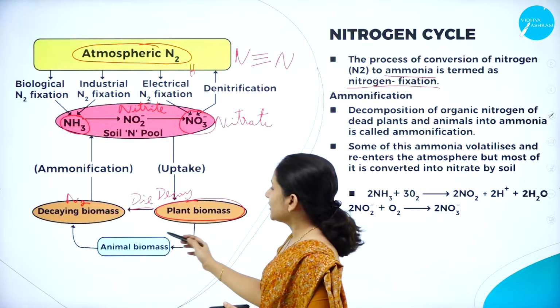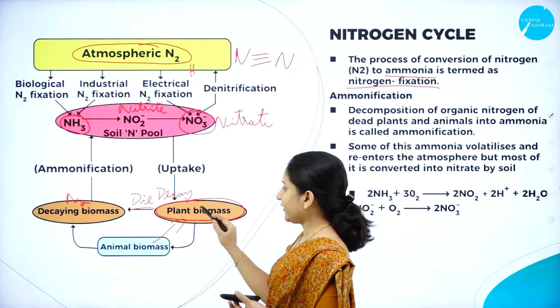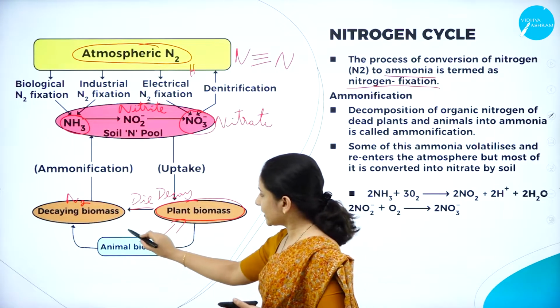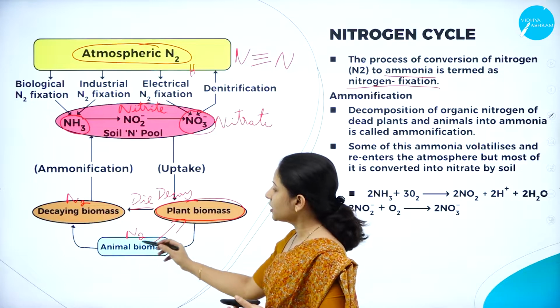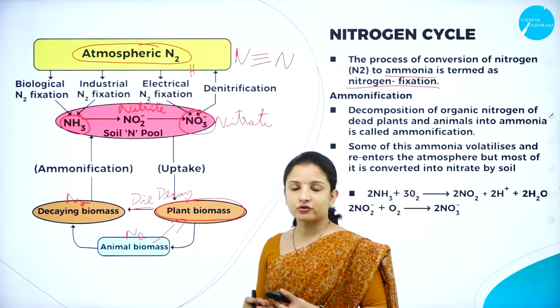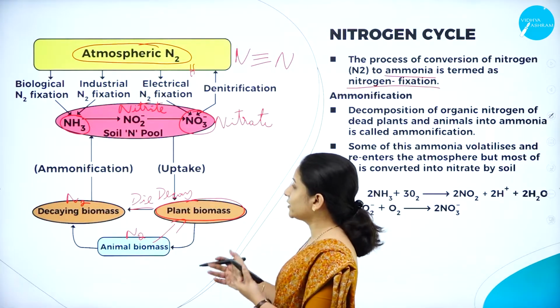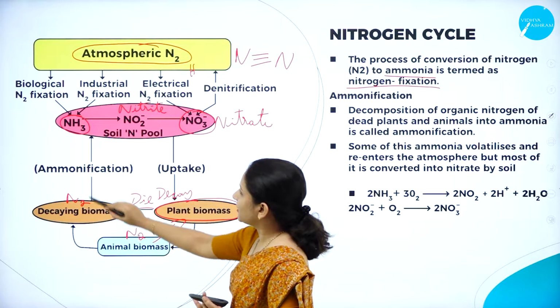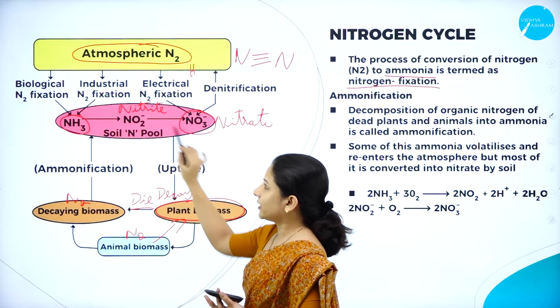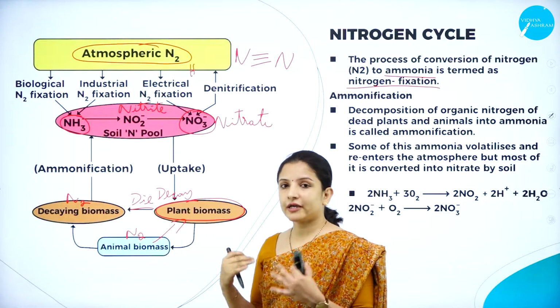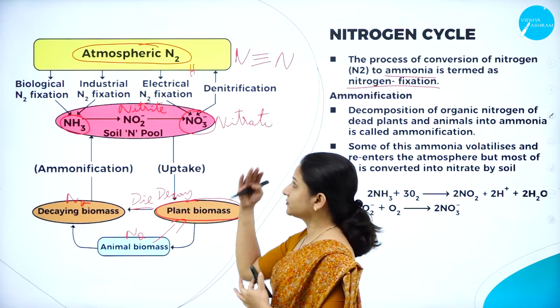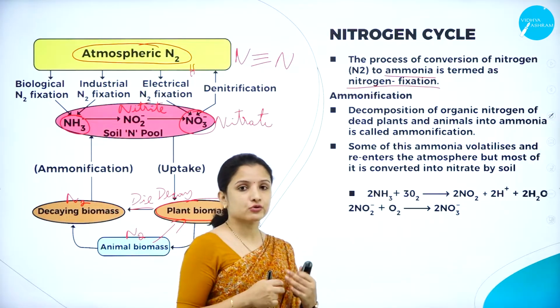And not just that, the animals would have fed on these plants. Therefore, these animals will also contain nitrogen. When they die and decay, they will add on to the soil. So this is how the cycle will continue. It can continue like this. But first, if nitrogen has to come to the soil, it comes through the atmosphere.